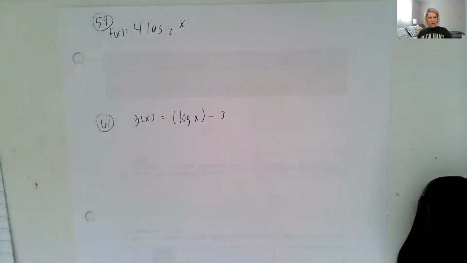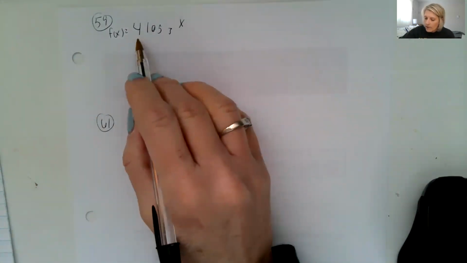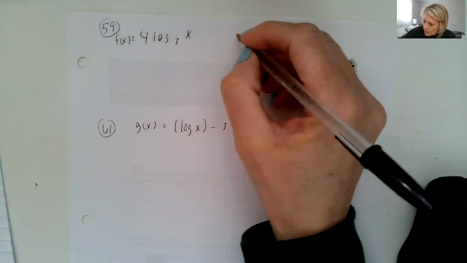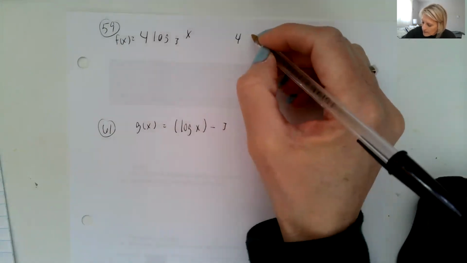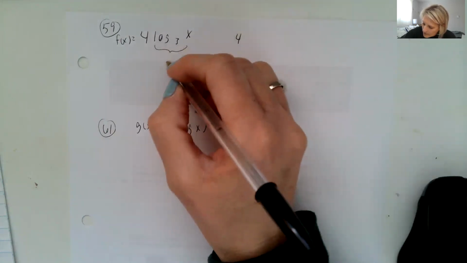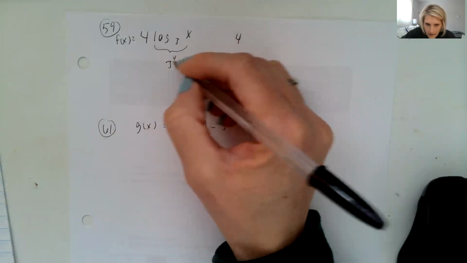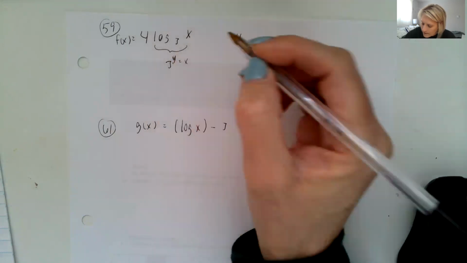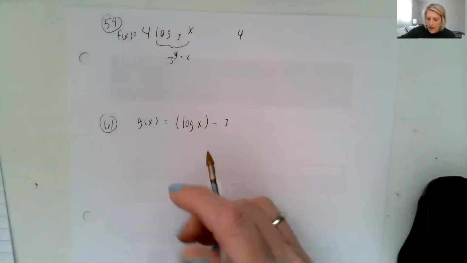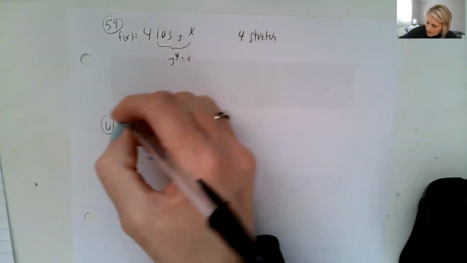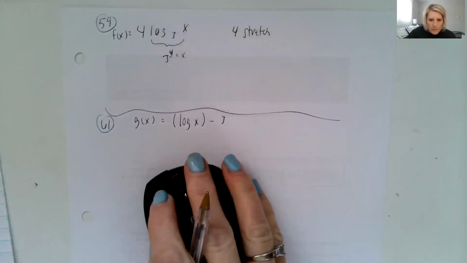Okay, so let's just go through some things that we know from previous chapters, just to wrap our brains around this. So this 4 here means that we're doing a stretch of 4 after we take the log base 3 of x function. And this is the same as 3 to the what equals x, right? So it's kind of like 3 to the y equals x. So we're doing the inverse function of that. So it's a stretch of 4. So let's go to Desmos and just see what we can play around with here.